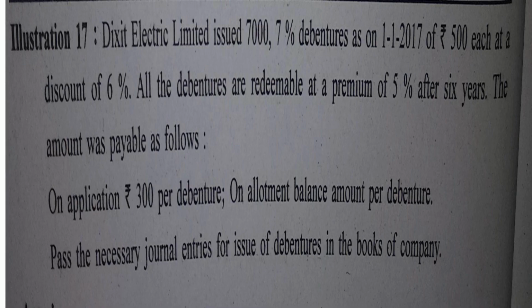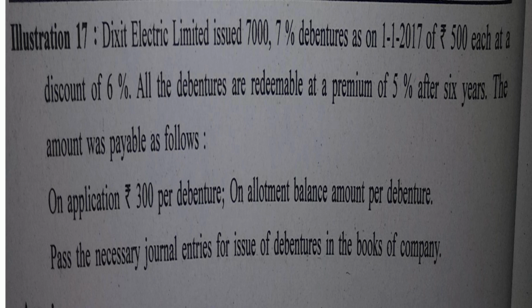So now we are going to start with illustration 17. Yes. Dixit Electric Limited issued 7,000 7% debentures as on 1/1/17 of rupees 500 each at a discount of 6%. All the debentures are redeemable at a premium of 5% after 6 years. The amount was payable as follows: 300 on application, on allotment the balance amount. That means 200 with allotment. Pass the necessary journal entries for issue of debentures in the books of the company.